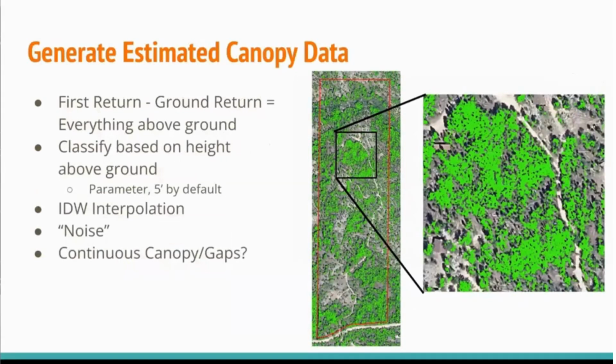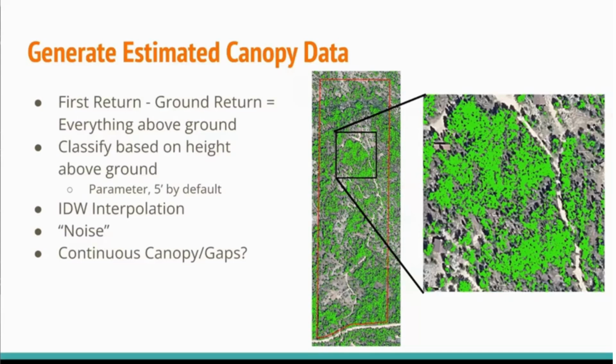So in order to do this, we process the raw LAS files into DEMs, the first return or the canopy, and also the ground return, and then we subtracted those from each other to develop a DEM that reflected the height of everything above the ground. And by classifying on elevation, we used 5 feet above the ground by default, we were able to develop this DEM that shows an approximation of the canopy. And this was done using a method called IDW interpolation.